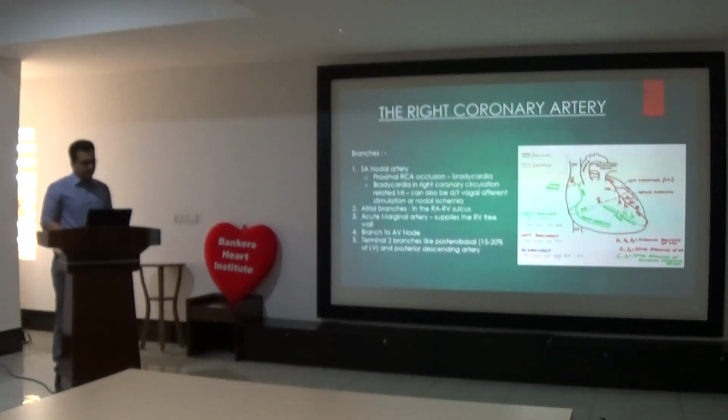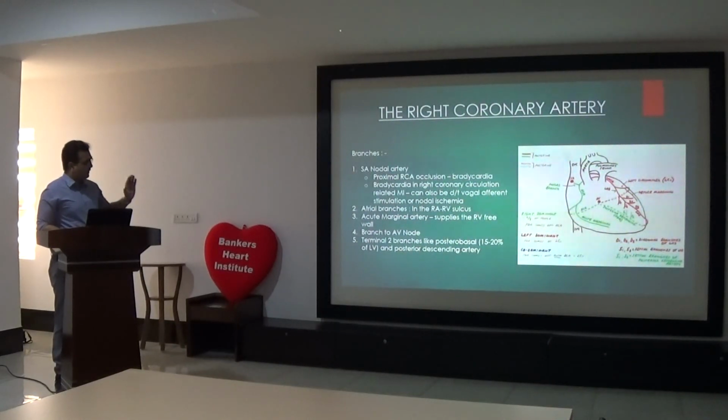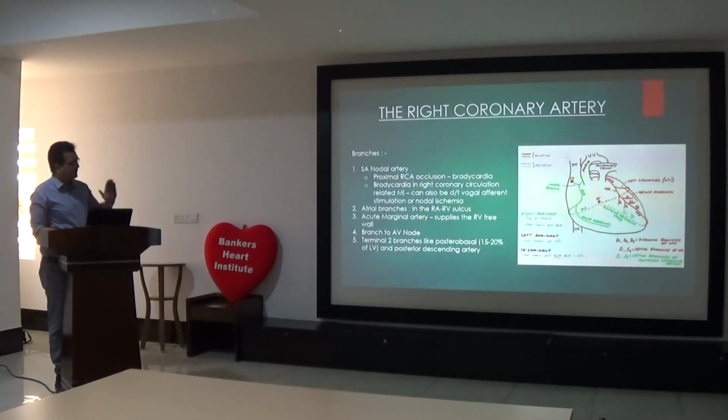So these are the branches of the right coronary artery, as I discussed. After the fourth branch, that is the branch to the AV node, there are two terminal branches. One is the posterior descending artery and one is the posterior basal artery, which supplies 15 to 20% of the left ventricle.